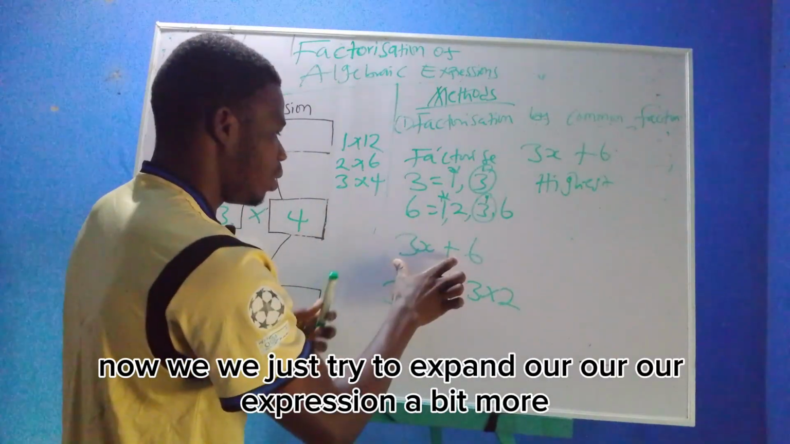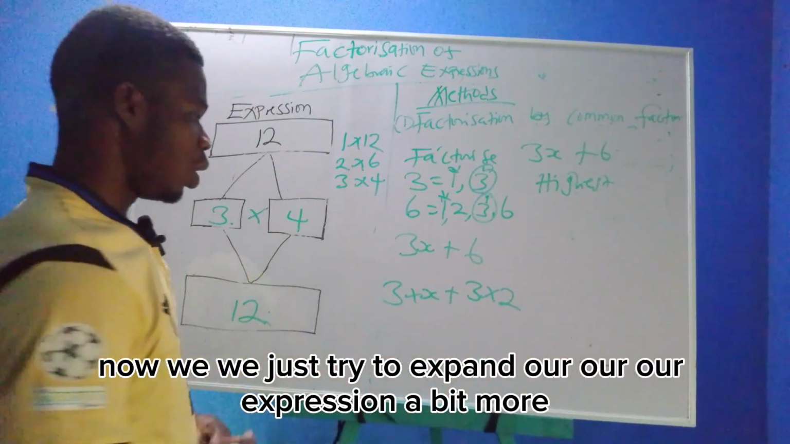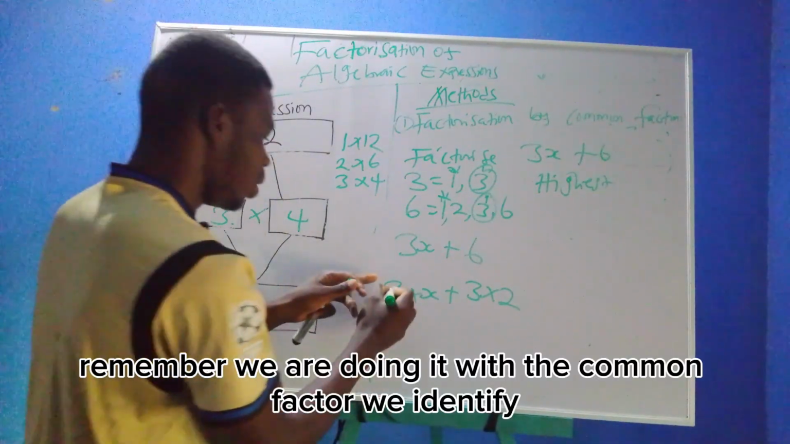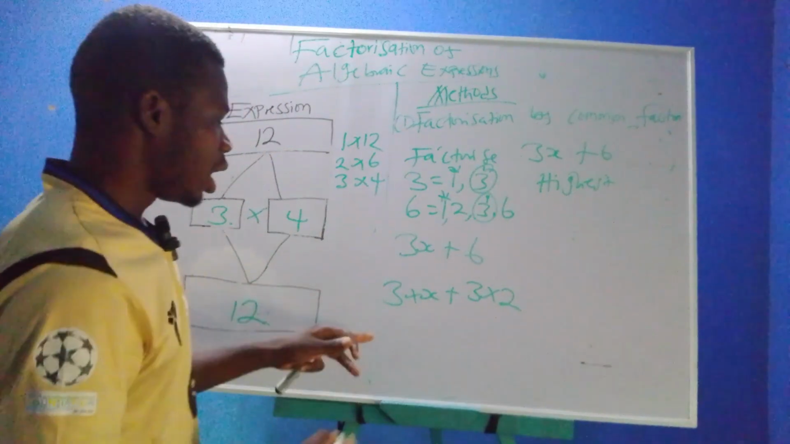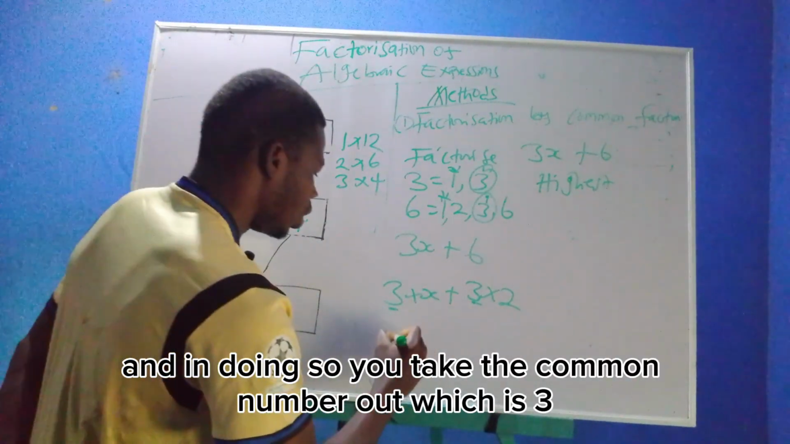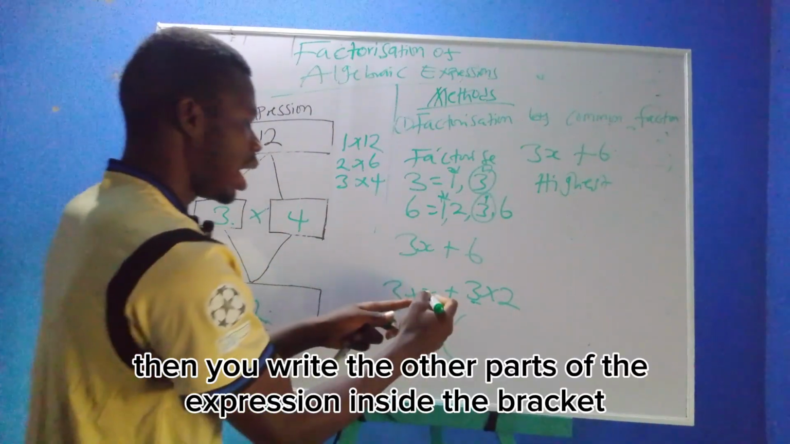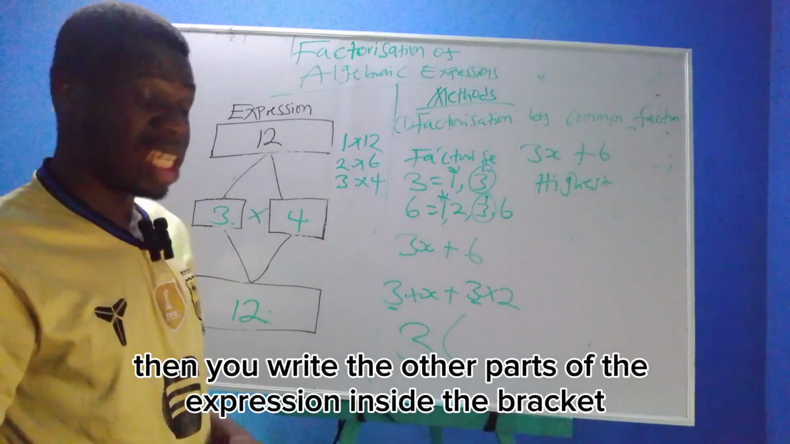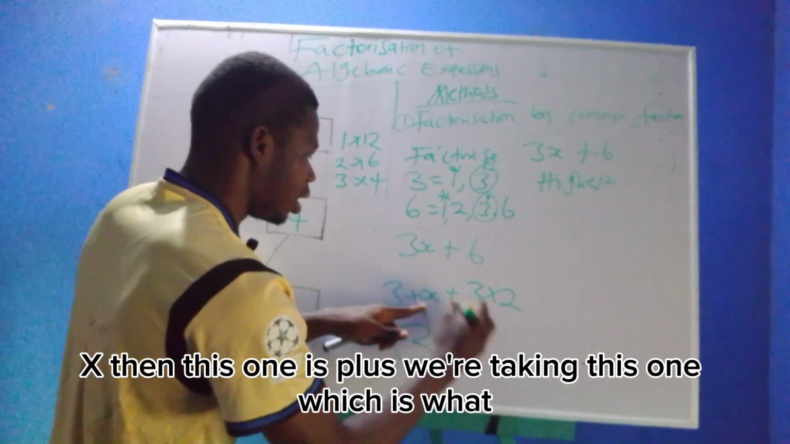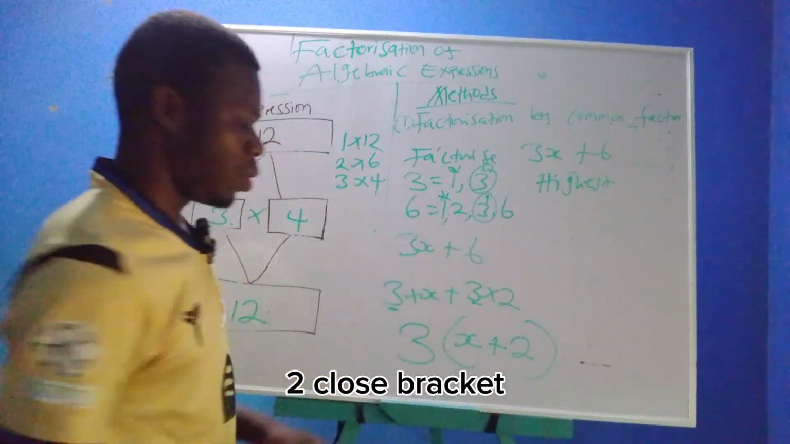Now, we just try to expand our expression a bit more with the common factor we identified. Now you can see that we have a common number in each of the terms, and in doing so, you take the common number out, which is 3, then you open your bracket, then you write the other parts of the expression inside the bracket. So we take the 3, the next one is x, then this one is plus, we take this, which is 2, close bracket.